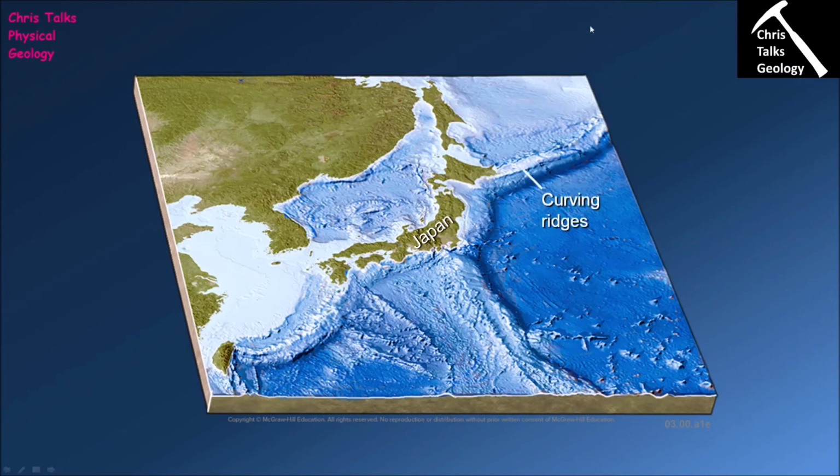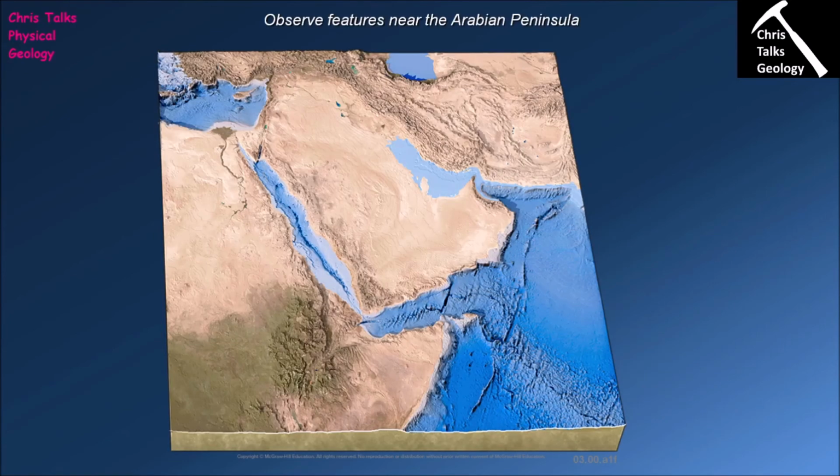So if we look, here's our curved ridge, which consists of these volcanically active islands, our island arc environment. We obviously have another oceanic trench. So from a geologic point of view, this is clearly a very, very complicated area, and as geologists we have to try and explain why this is. So if we look at our next area, we're moving on to the Arabian Peninsula, and you can see that this is, geologically speaking, a very, very complex environment.